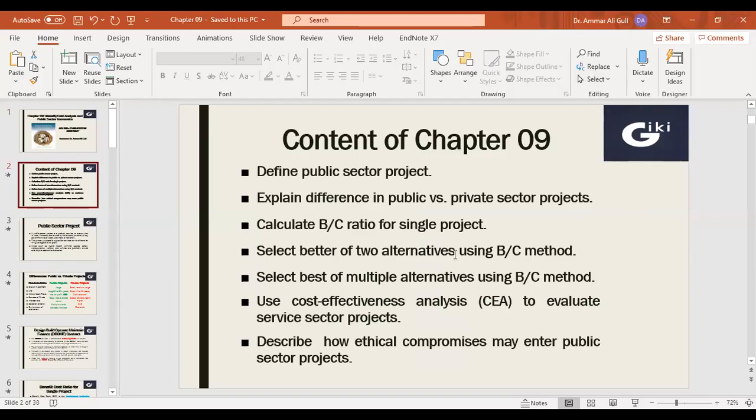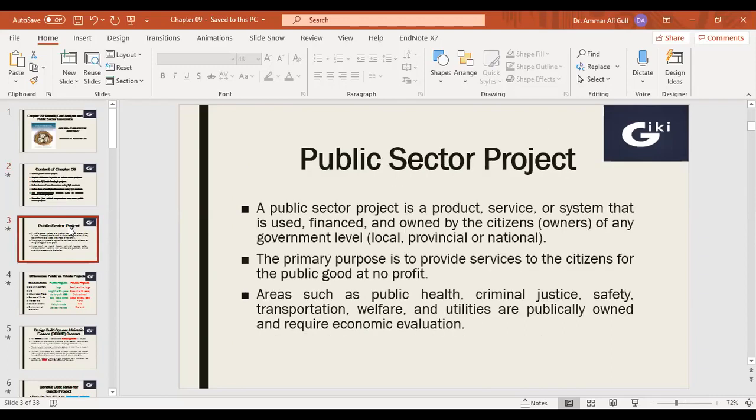Now in this lecture, we learn how to select the better of two alternatives using the benefit cost analysis method and how to select the best of multiple alternatives using the B over C method. So let's go through quickly what we did in the previous lecture.